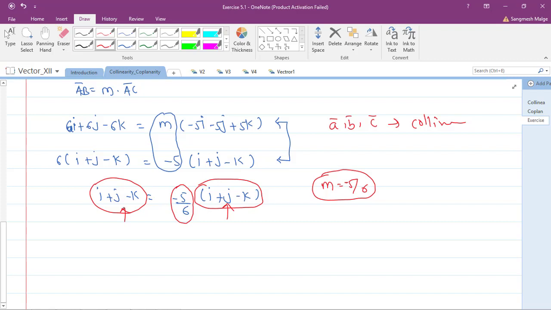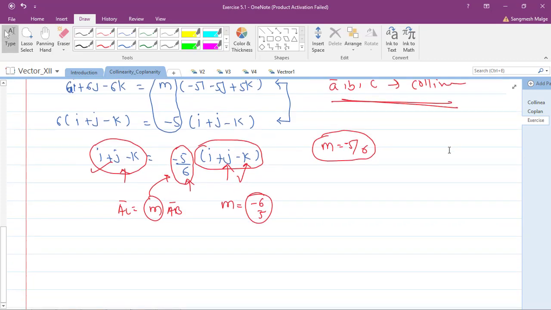If you take that AC bar is equal to m into AB bar, so in that case your m becomes the inverse of this, so we will be having m equals minus 6 by 5. No worries, what is important is you have to show that this vector and this vector are the same with some common scalar multiple, then we say that the points are collinear points. Very good, I hope it is clear now.